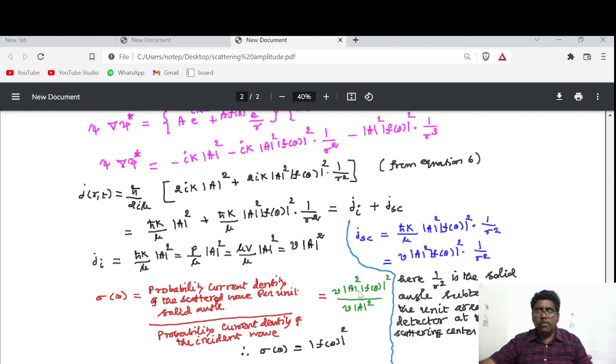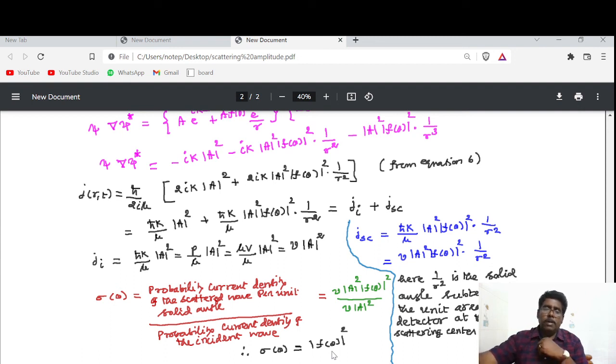Therefore, v into absolute square of a into absolute square of f theta is the probability current density of the scattered wave per unit solid angle divided by probability current density of the incident wave, which is v into absolute square of a. Therefore, we can get sigma of theta equal to absolute square of f of theta, which means that the differential scattering cross section is equal to the absolute square of the scattering amplitude. We know that the scattering amplitude has a dimension of length. Therefore, the differential scattering cross section has the dimension of length square.